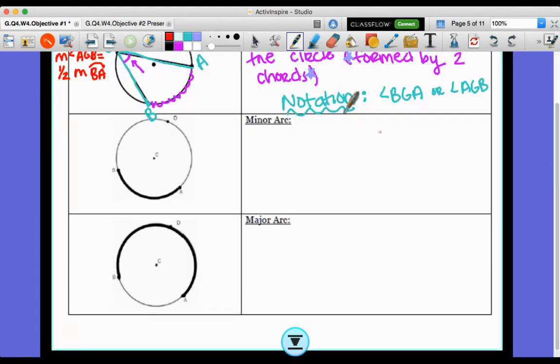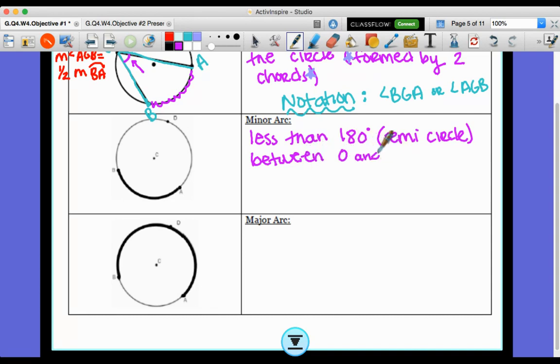So let's take a look. Let's finish up with some of these arcs here. So we have a minor arc and we have a major arc. We've been talking about arcs. So if you can tell, what is true about these? A minor arc is going to be less than 180 degrees, which is a semicircle. Or I guess I could have said between 0 and 180 degrees, right?